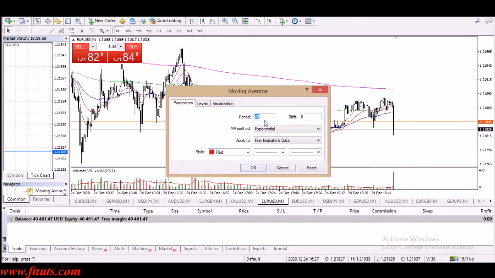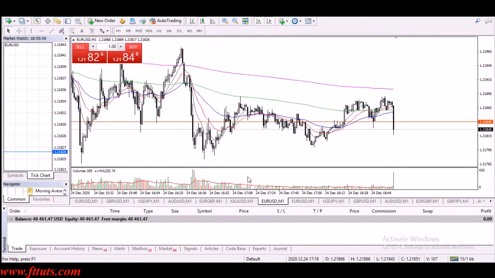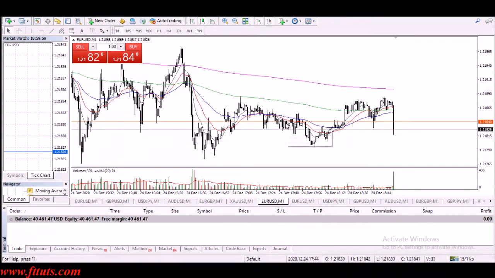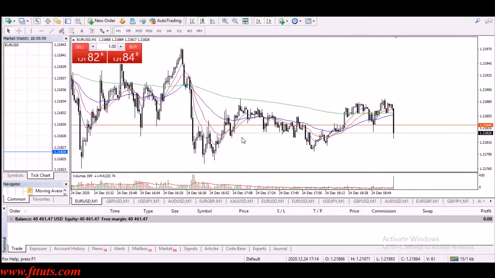If you click on it, you will see it is 20 exponential, first indicator data, and red. So you have to choose first indicator data. If you forgot, just repeat it immediately. Okay, so now the volume indicator is very well, and we have everything. Our setup is complete. So I will be using the main ones because they are already set up, and that's it.